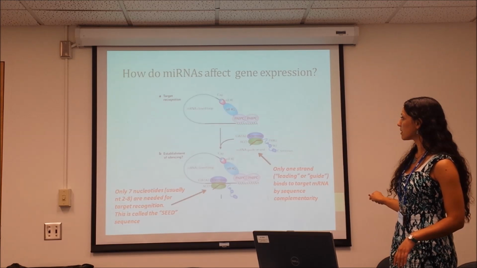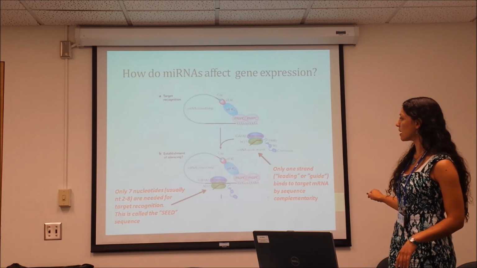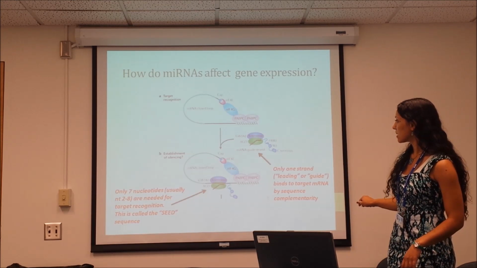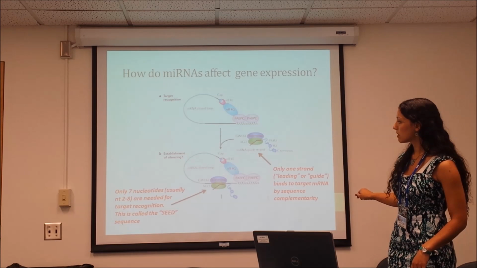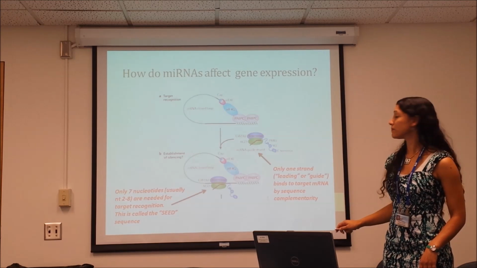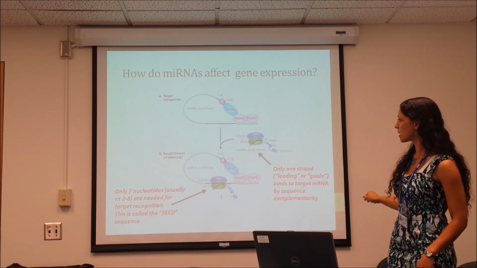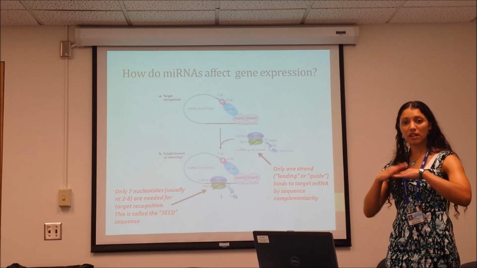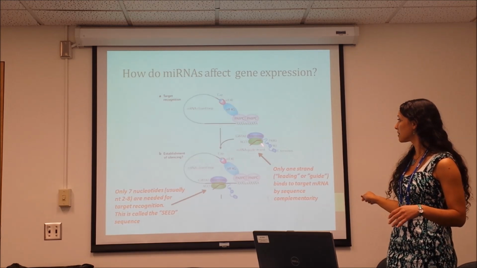However, when we have the RISC complex here with Argonaute and the microRNA binding to the 3' untranslated region, when the ribosome is coming here, it's going to find something in the way. How does this happen? How does this binding happen? Well, only one of the two strands of the microRNA is able to bind.